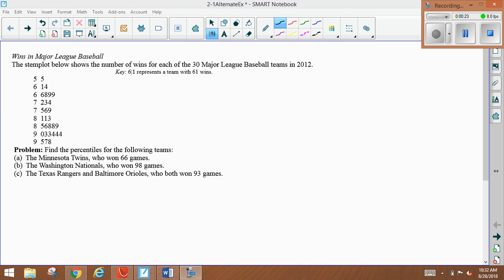All right, so what we need to do, we've got this stem plot here, and it represents the number of wins for 30 baseball teams in 2012. And then we've got this key. Remember, this one's really well done because it has a key. If yours doesn't have a key, it's not right. So what are we going to do? We're going to find the percentiles for the following teams.